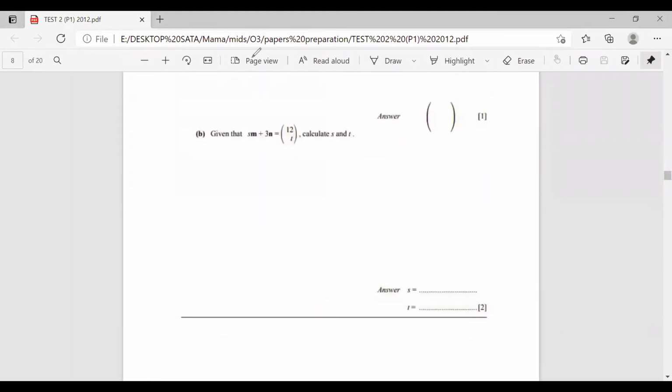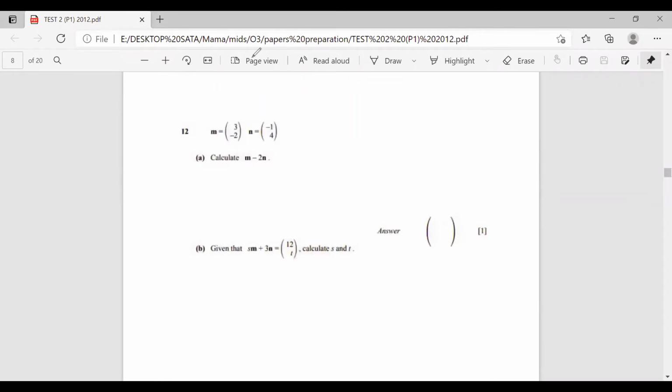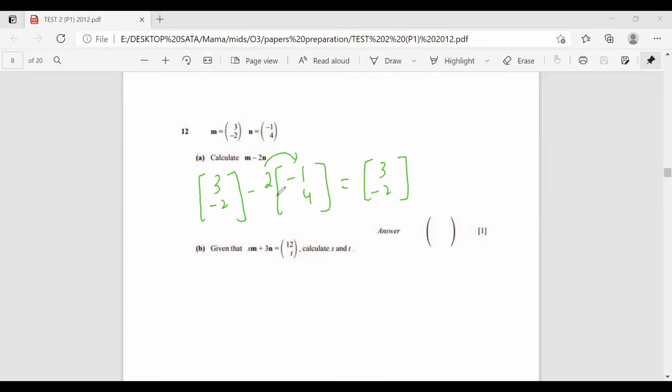Question number 12 is basically a matrix. How can you solve that matrix? First of all, in part A, they ask you to calculate m minus 2n. That means you just have to write 3 minus 2 minus 2, and the value of n is minus 1, 4. You have to multiply 2 by each term, so it will become minus 2 and 8.